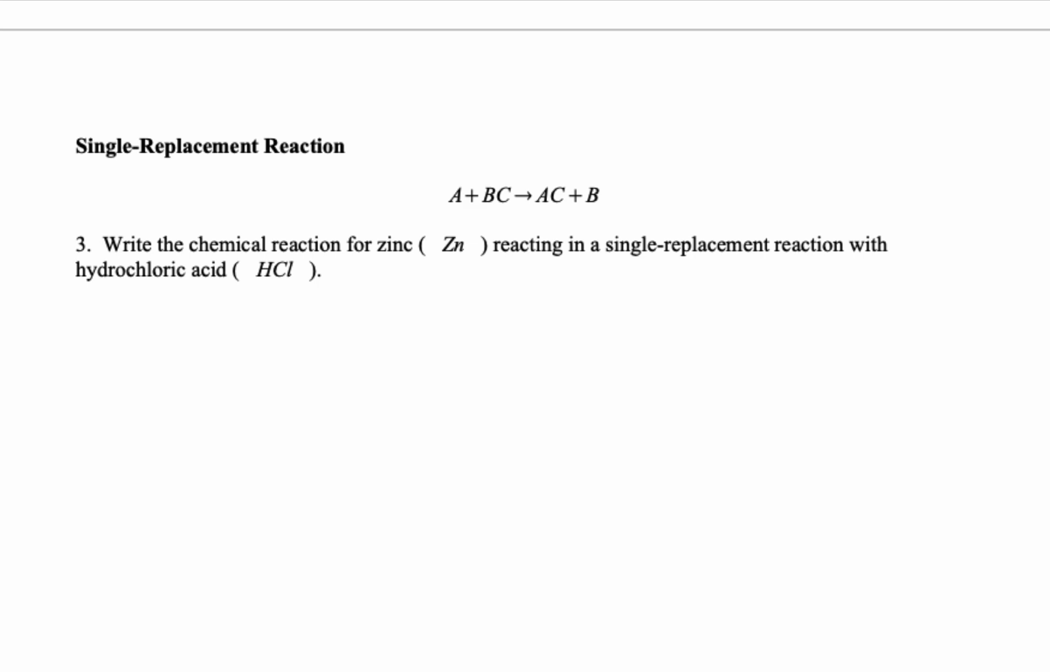In a single replacement reaction, there will be a switching of partners. Let's see, A plus BC will yield AC plus B. So whereas the C was with B originally, now C is with A. Let's try it with zinc reacting with hydrochloric acid, HCl.